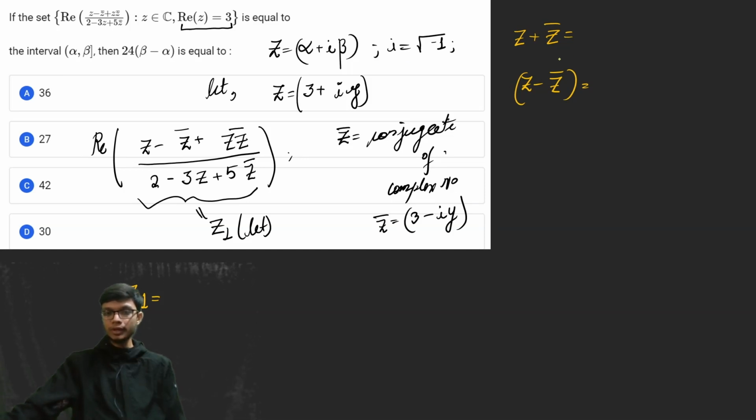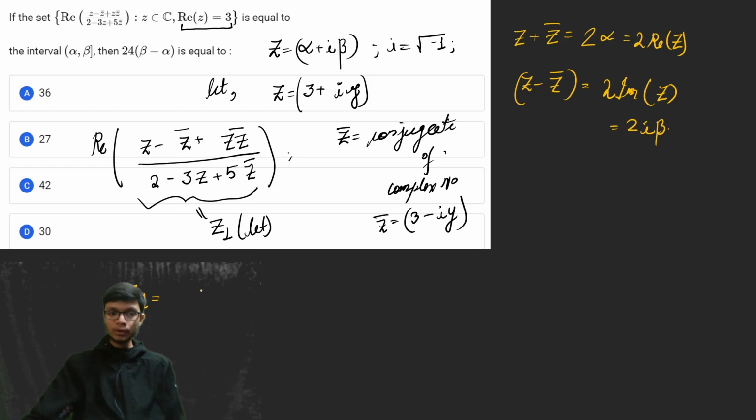If you consider z plus z bar, the negative part will get cancelled and this will be equal to 2 times alpha, that is 2 times the real part of z. Similarly, z minus z bar is 2 times the imaginary part of z, that is 2 iota times beta. So in this case, for z1, z minus z bar will be equal to 2 iota y.